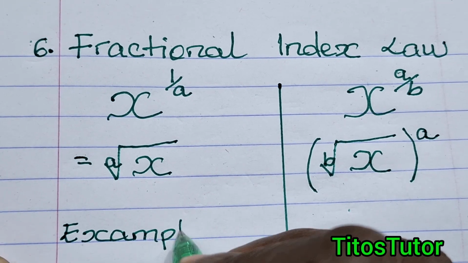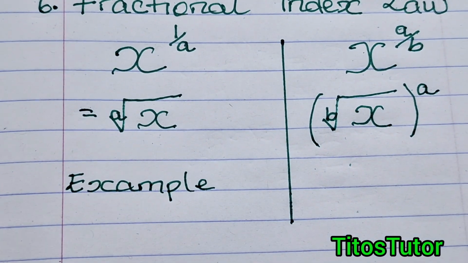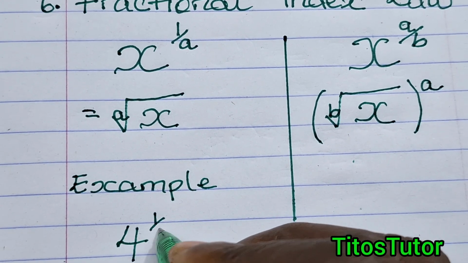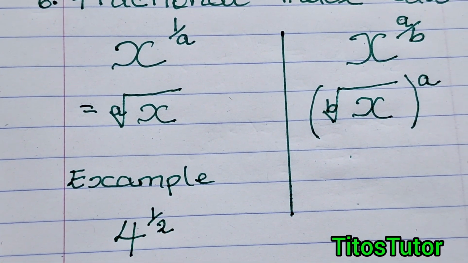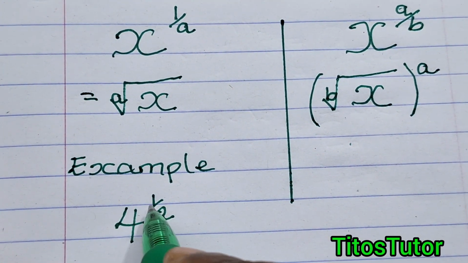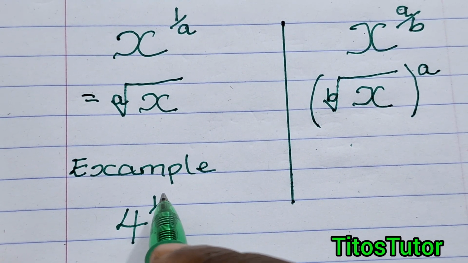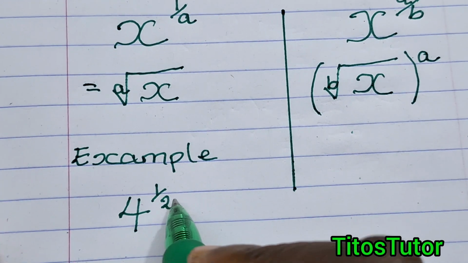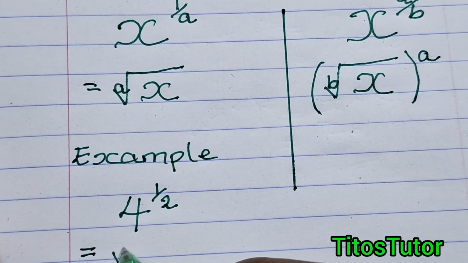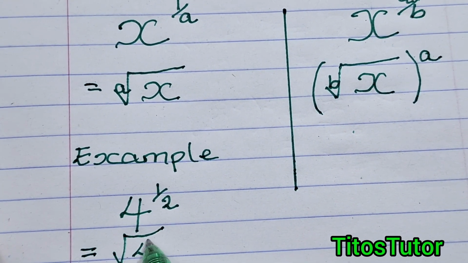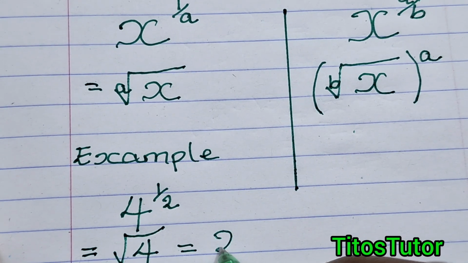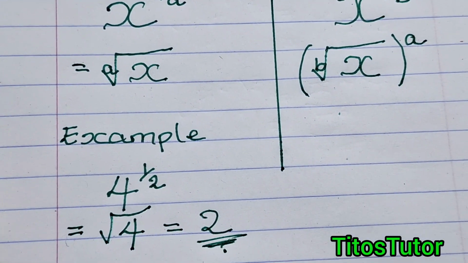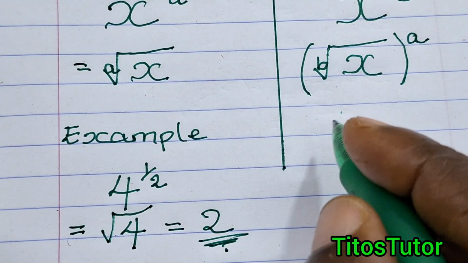Example. Our first example is, say, 4 raised to the power of a half. Remember, the numerator is 1. So all you need to do is a square root because the denominator is 2. So your answer becomes the square root of 4. And the square root of 4 is 2. And you're done.